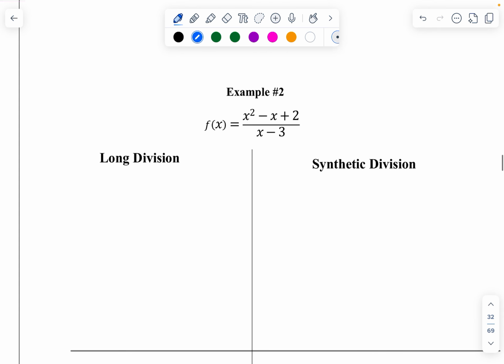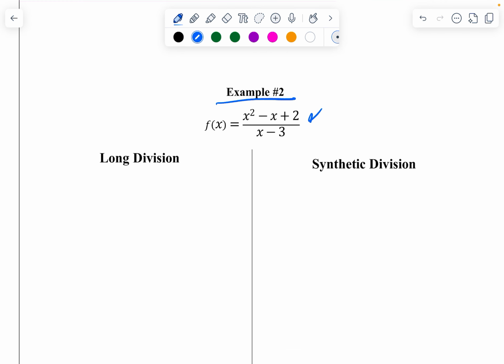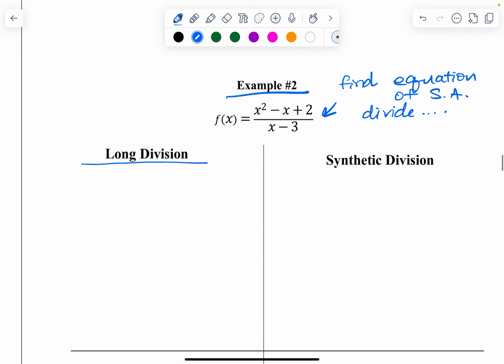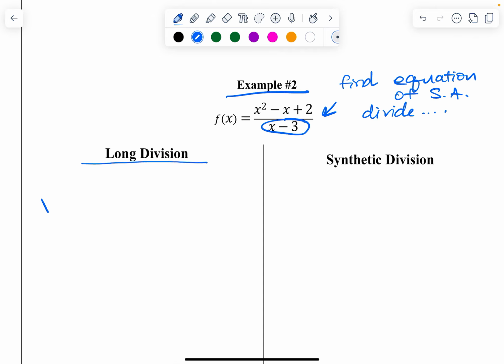So this is where we would have to divide. To find the equation of the slant asymptote, we're going to divide. Okay, there's two ways to divide this. You can use long division, which remember, we take the divisor, put it on the outside. The numerator goes on the inside. Oops, minus x plus 2.